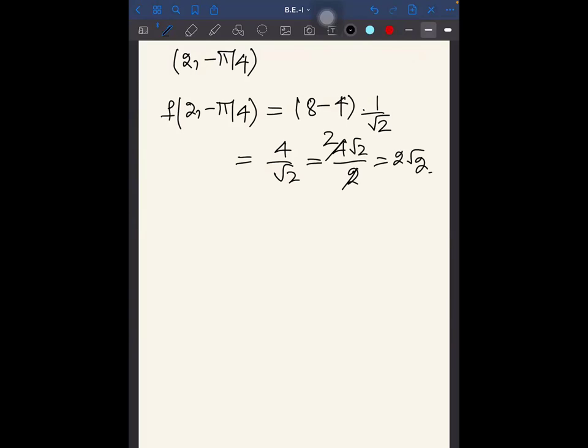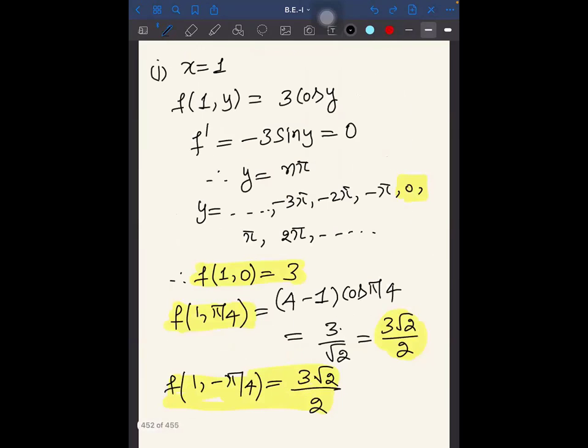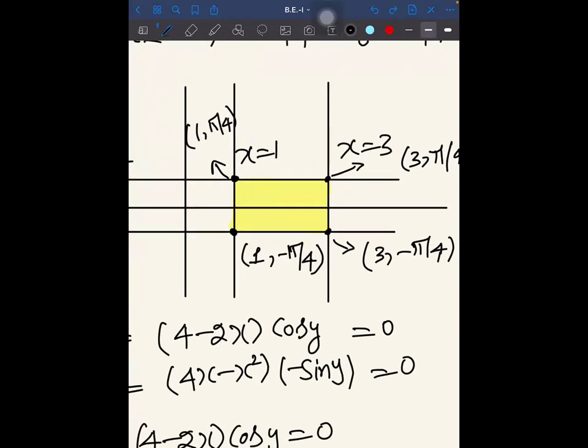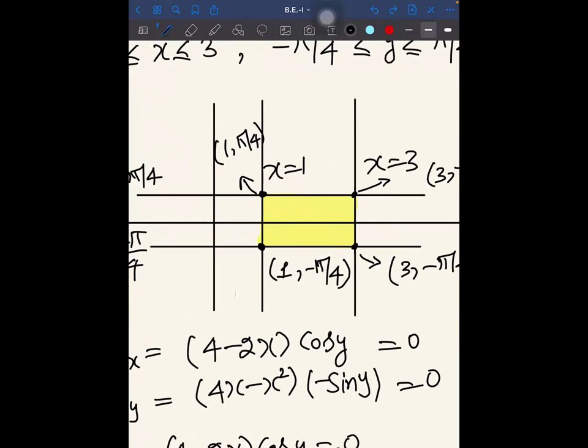Similarly, now you get the point at (2, pi by 4) is there, right? But those corner points we have already evaluated. We don't need to evaluate again. So we have started with y is equal to minus pi by 4. These corner points we have already evaluated, so we don't need to evaluate it again.